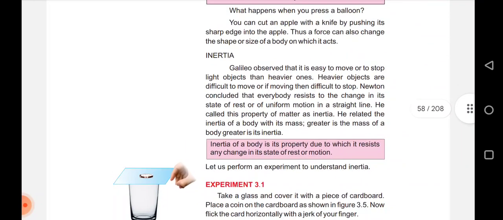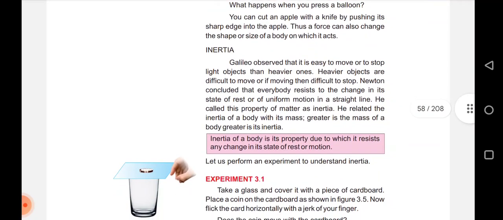What happens when you press a balloon? That's one question. You can cut an apple with a knife by pushing its sharp edge into the apple. Thus, a force can also change the shape or size of a body on which it acts.